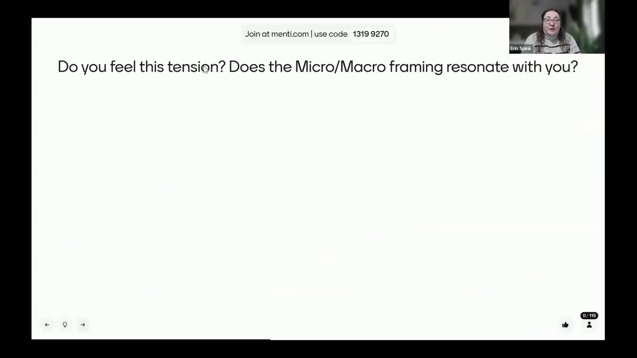So getting into the sharing, you do have, again, the code at the top of the screen for the Menti, but I would just love to hear your thoughts briefly on this micro macro tension. Like, are you feeling it?